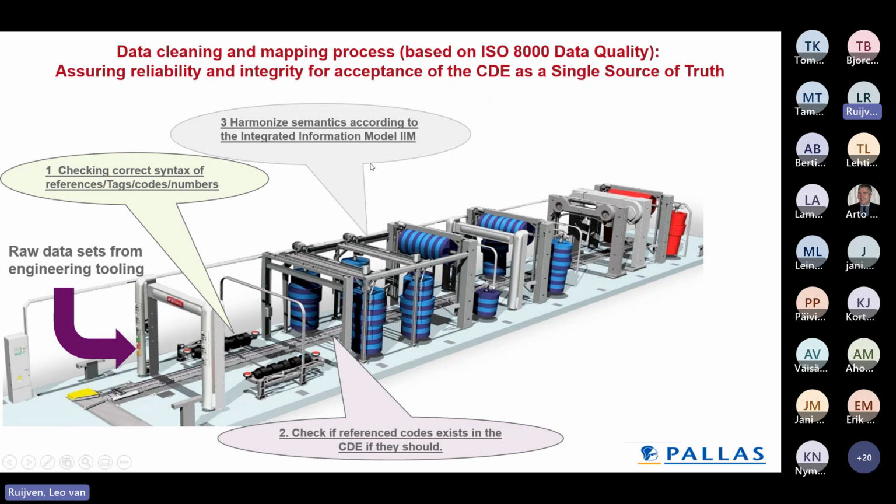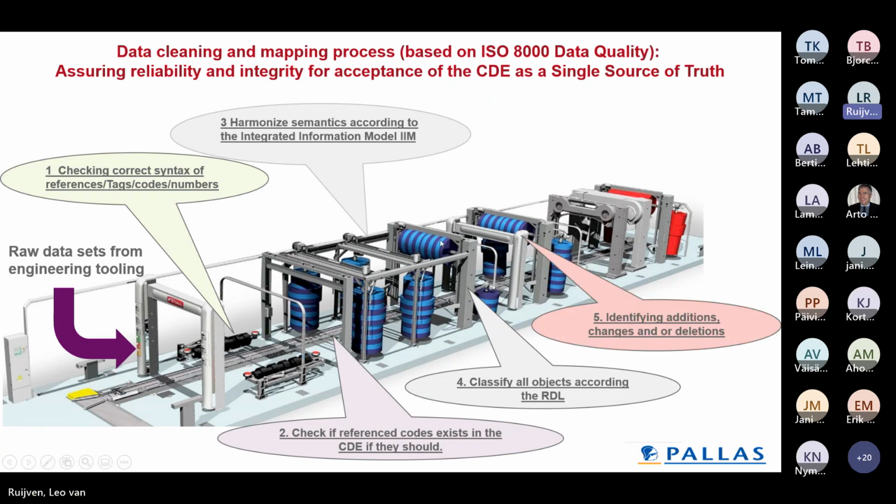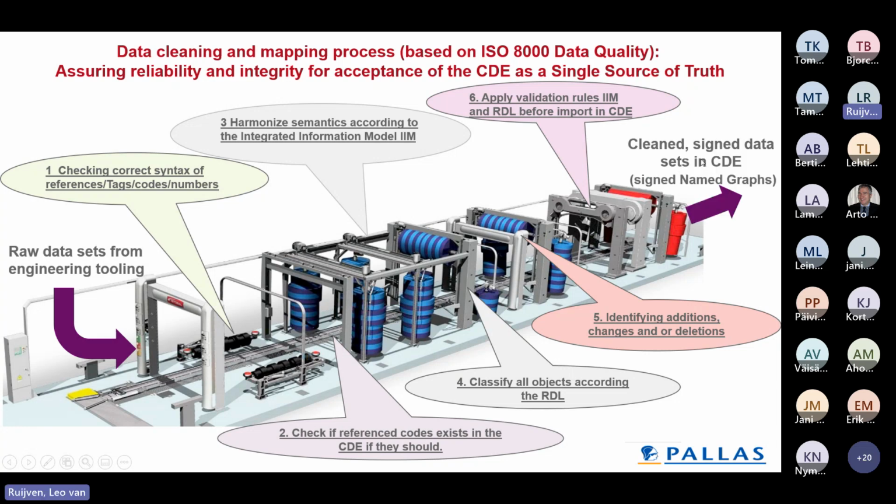Then we harmonize the semantics that we receive in the data sets. We harmonize with the integrated information model, and we classify all objects according to RDL. And since we regularly get new data sets from the tooling, we identify additions, changes, or deletions to register them and to make them traceable. And we apply the rules of the relationships. So we arrive at cleaned and signed data sets to import in CD.